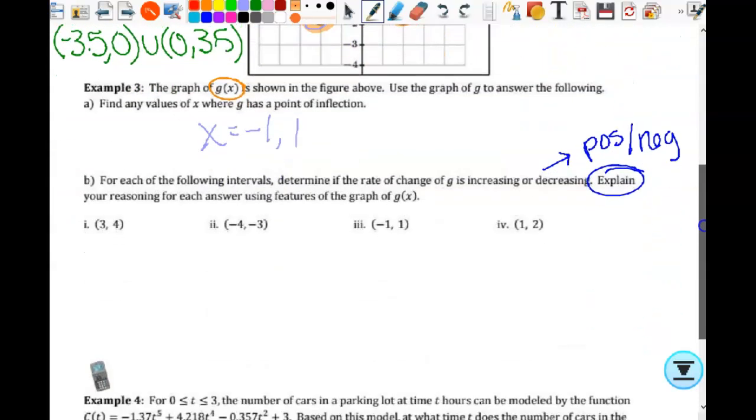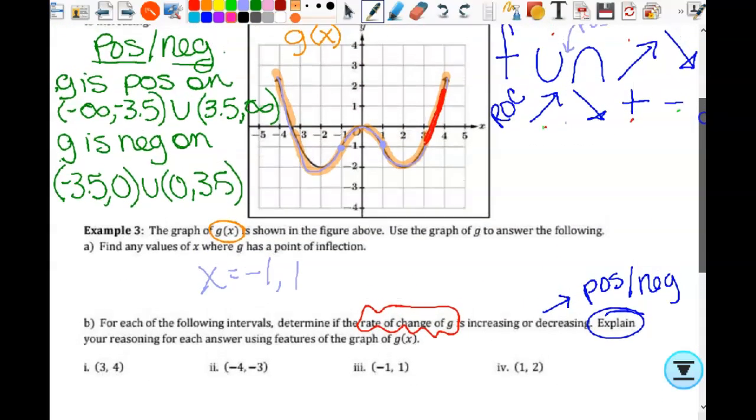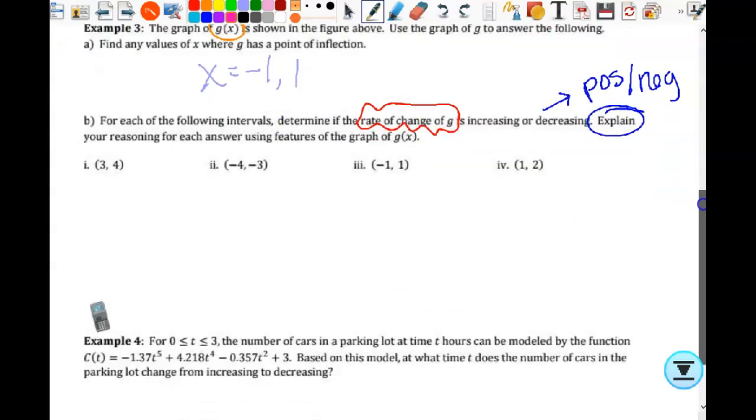Our question, what is our question asking us about? For each of the following intervals, determine if the rate of change of G is increasing, decreasing, or positive or negative. So again, make sure you're answering the question that's being asked. Don't answer it about the function if it's asking you for the rate of change. So we decided, is the rate of change increasing or decreasing? Increasing. And is the rate of change positive or negative? Positive.